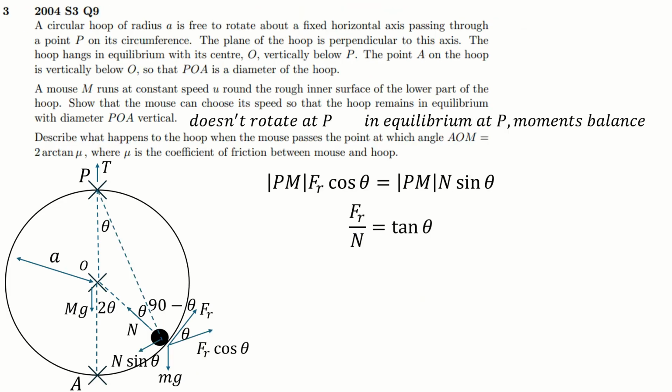If we go all the way back to our moments equation here, if the mouse slips down the slope, that means theta will be getting smaller, which means cos theta will be larger, sine theta will be smaller. So this force will be the larger one. And so the hoop will rotate this way around, because this is the force that's pulling it this way.